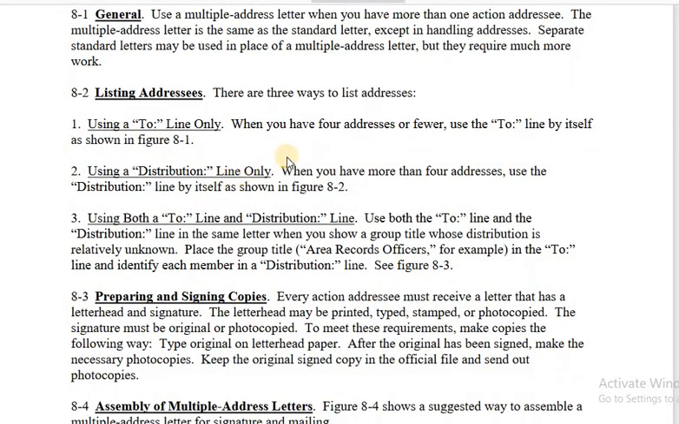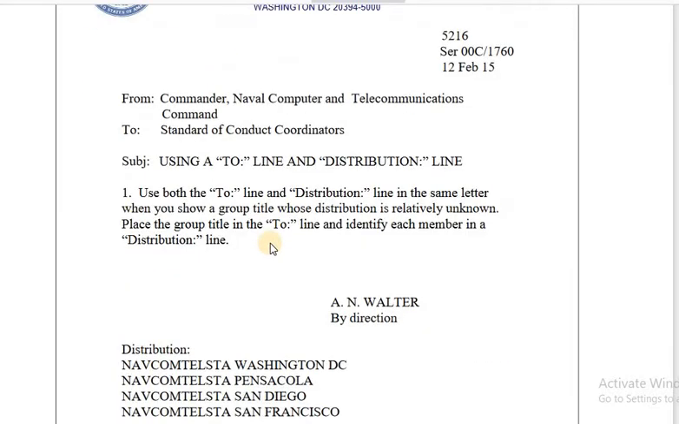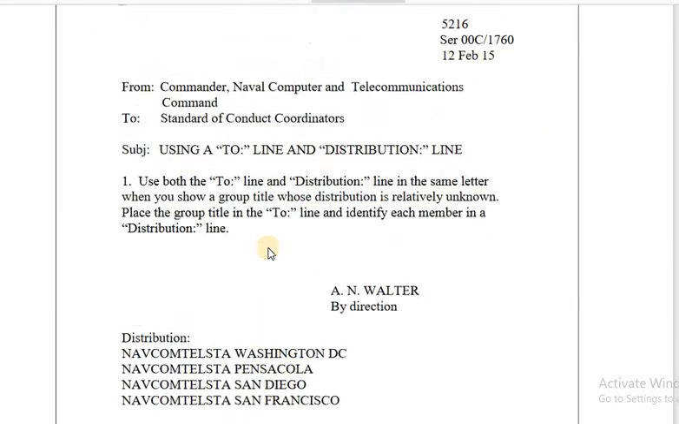And then the third way, using both. Let's see. Using both the to-line and the distribution line when you know the group title whose distribution is relatively unknown. Place the group title, area, records, officers in the to-line and identify each member in the distro line. That's kind of confusing me, but let's look at the letter and see how that is.